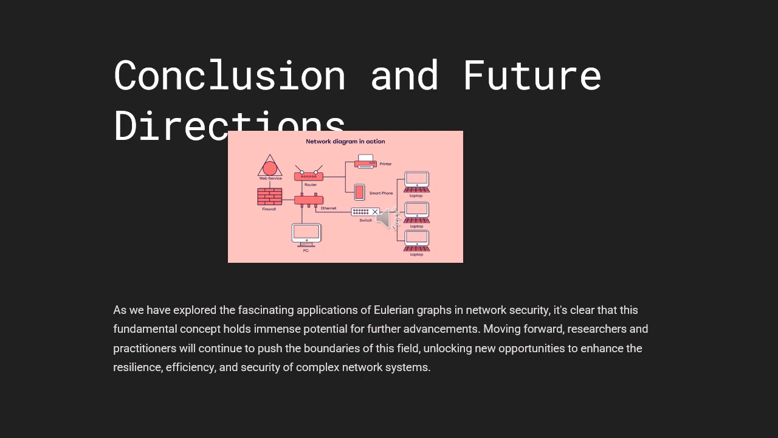Conclusion and future directions. As we have explored the fascinating applications of Eulerian graphs in network security, it's clear that this fundamental concept holds immense potential for further advancements. Moving forward, researchers and practitioners will continue to push the boundaries of the field, unlocking new opportunities to enhance the resilience, efficiency, and security of complex network systems.